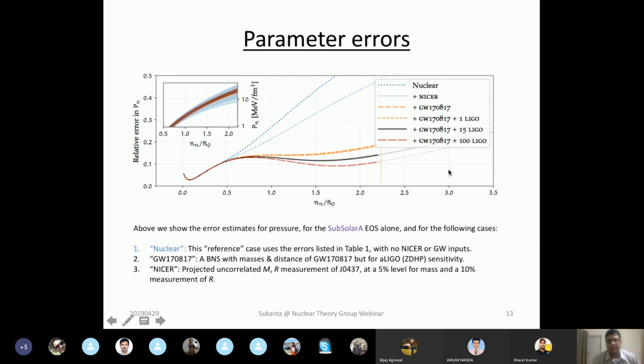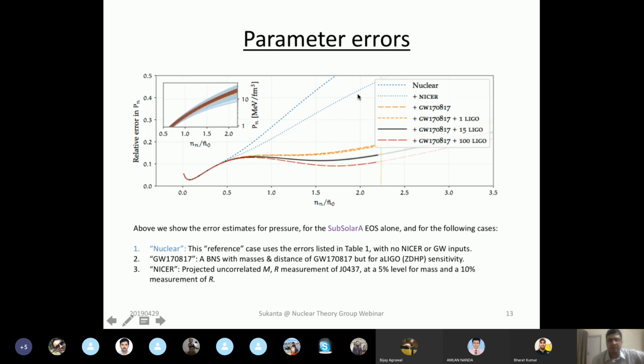In this slide, I again limit myself to the central equation of state in black, but now I add the following possibility: that there is a GW170817-like event at 40 megaparsec, plus 15 other LIGO events between 100 to 400 megaparsec, in LIGO sensitivity. When that happens, you notice that at twice the nuclear saturation density, you will be able to constrain the pressure with an accuracy of something like 13–14%.